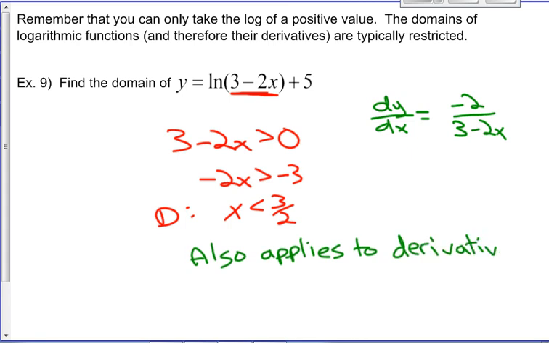So if I were to talk about the domain of the derivative, I would also have to say it is x less than 3 over 2. I can't put in a number bigger than 3 over 2 because I can't talk about the slope of a function where it doesn't exist.